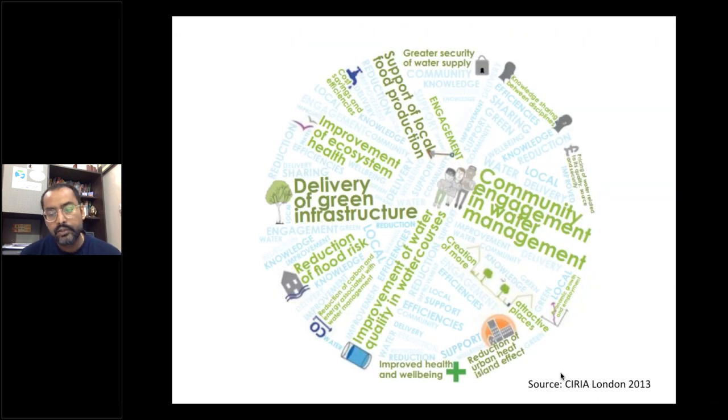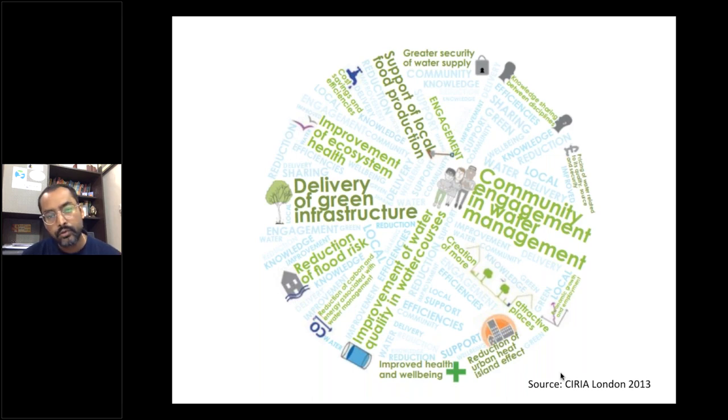So coming back to this blue and green space, what are our expectations? As urban and regional planning communities, what do we want to deliver? We want to have green infrastructure. We want to reduce the flood. These are some of the indicators. We want to improve health and well-being. We want to improve the water quality and water course, the aesthetics.